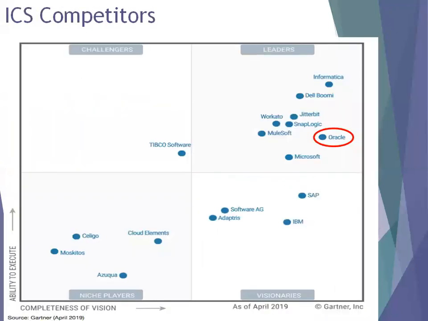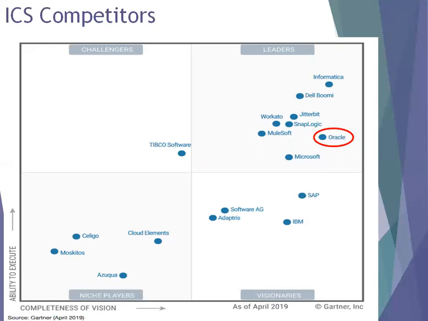Coming to the very important part, the competitors of Oracle ICS in the market. If you observe, Informatica is the topmost leader in the iPaaS platform. And this slide is from last year, 2019. After Informatica, Dell Boomi is the other one. And of course, there are other vendors also. The major competitors for Oracle are MuleSoft, Dell Boomi, and Informatica.